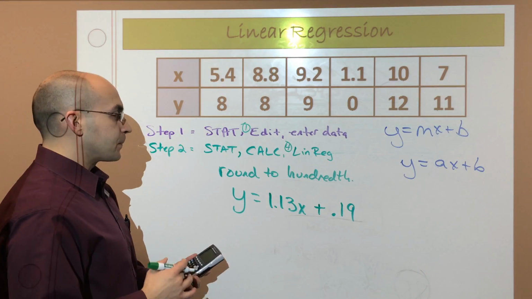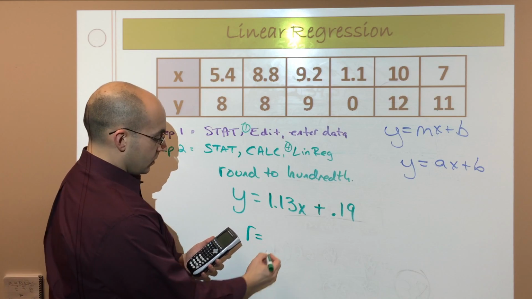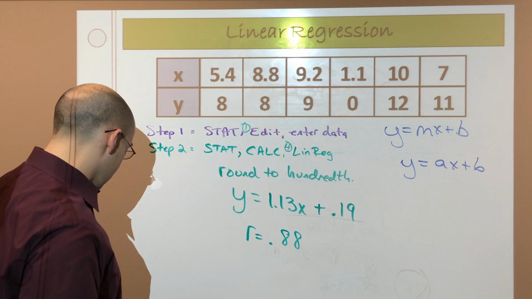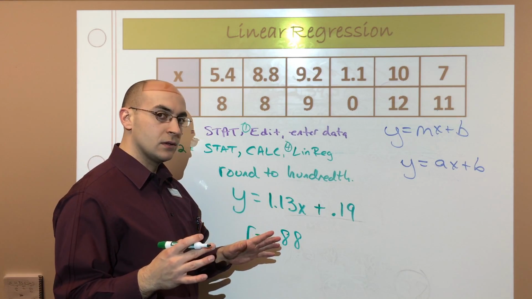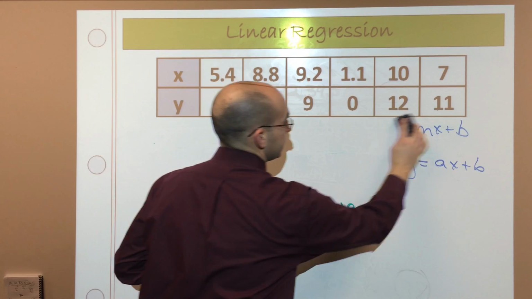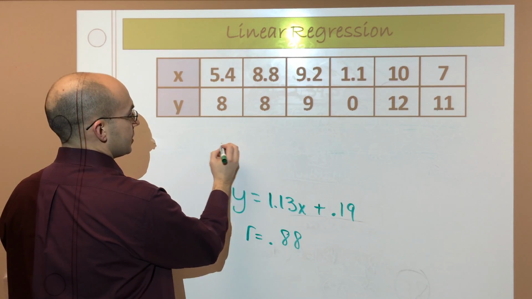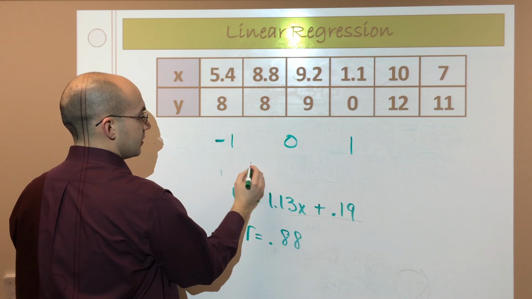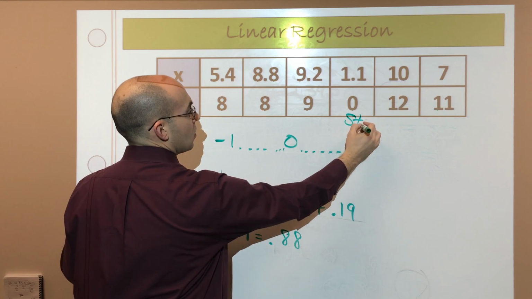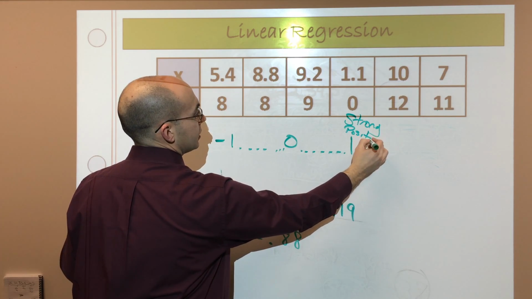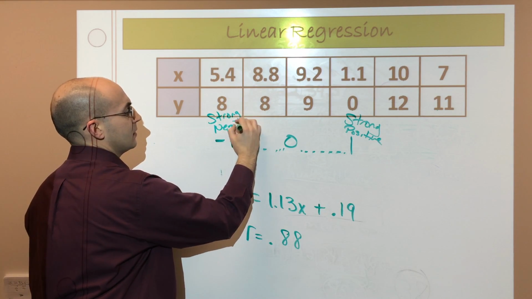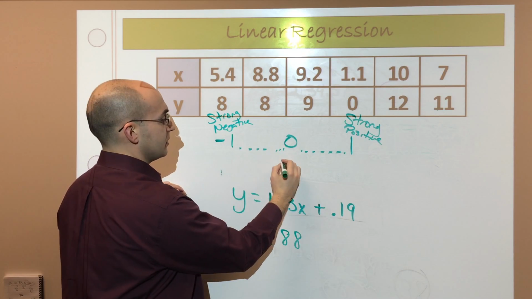Now, it says here R. That's the correlation coefficient. Rounding to the nearest hundredth, it's 0.88. We talked about correlation coefficients ranging from -1 to +1. So let me erase this top part so you can see it a little bit easier. Correlation coefficients are from -1 to 1, and obviously zero is in the middle. If it's 1, it's a strong positive correlation. If it's -1, that's also a strong correlation, but it's strong negative. And if it's 0, there's absolutely no correlation here.